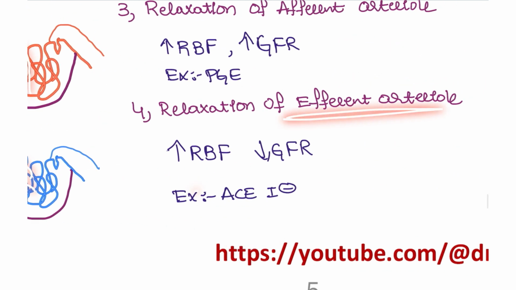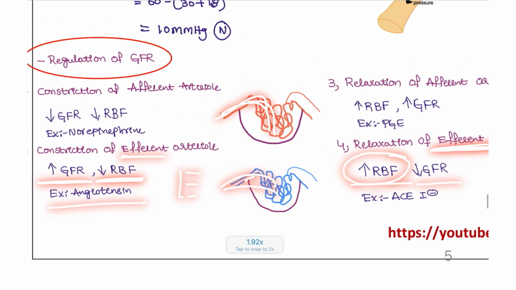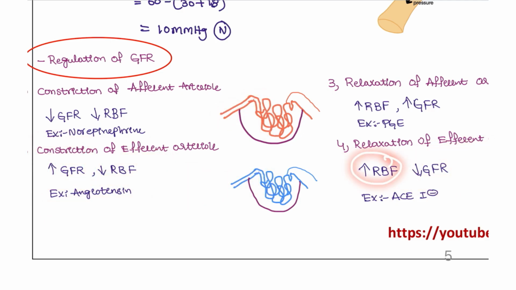Next, relaxation of the efferent arteriole, it will increase the renal blood flow and also decrease the GFR. It is just the opposite. Here you can see constriction increasing the GFR, and here it is decreasing. And relaxation, here it is increasing the renal blood flow, and here it is decreasing. Example is the ACE inhibitor.